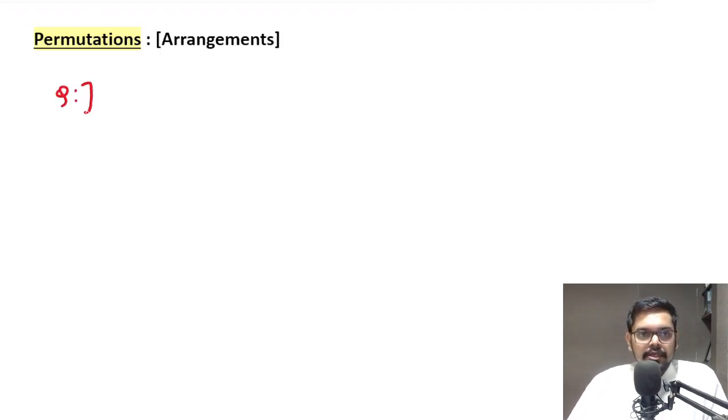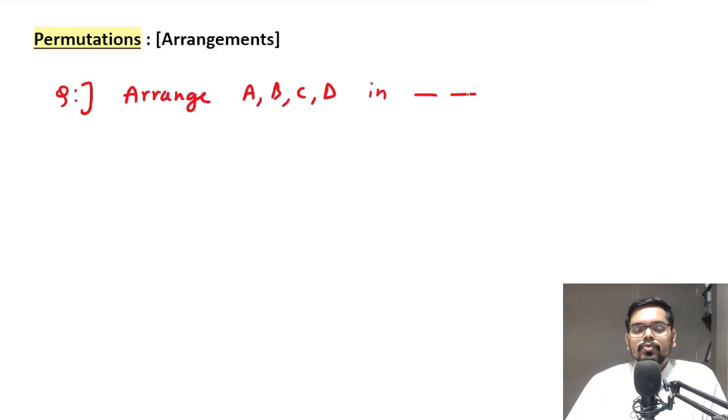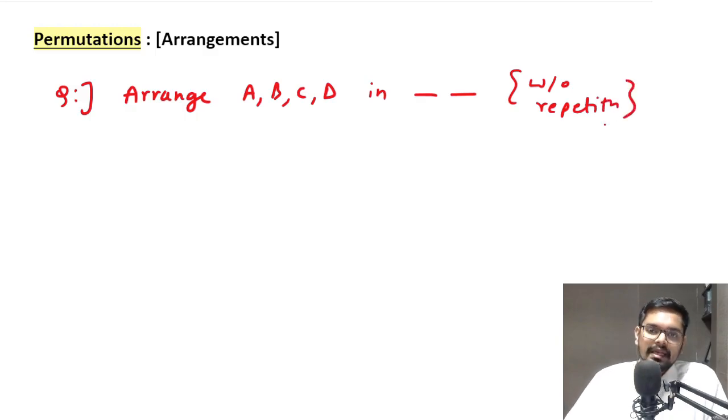Suppose my question is such that I have to arrange A, B, C, D, 4 letters, not with themselves, but only in these 2 positions, where repetition is not allowed. So without repetition, then tell me the possible words I can generate. 4 letters are there, you have to make sure that you are generating 2 letter words out of it. So how many such 2 letter words I can generate from this ABCD? Pause the video, think, then look at my solution.